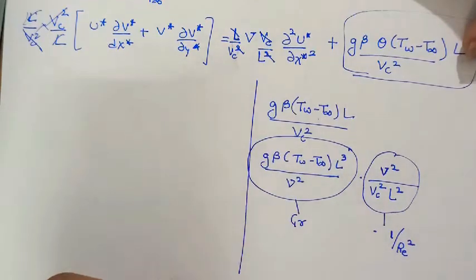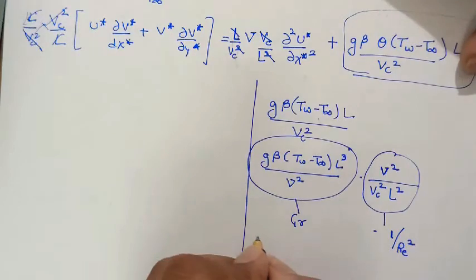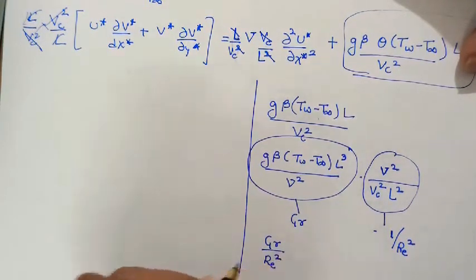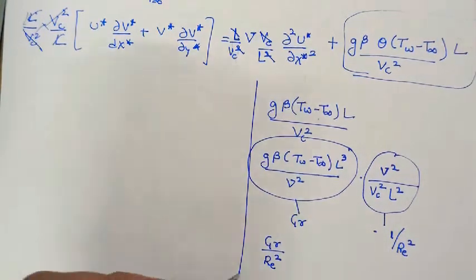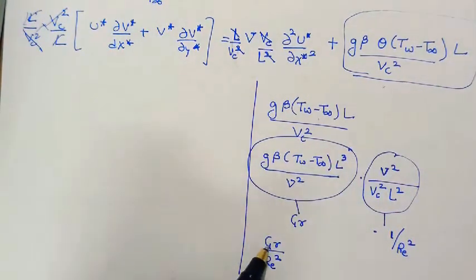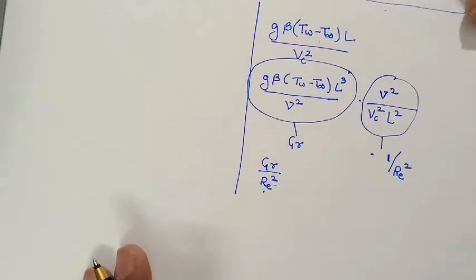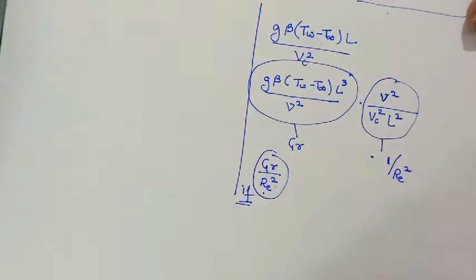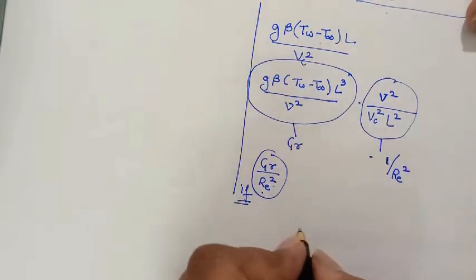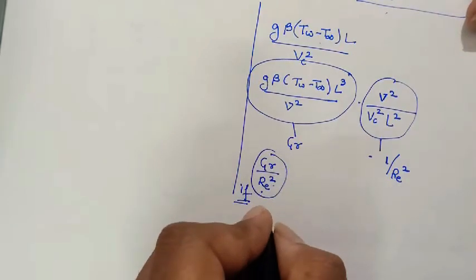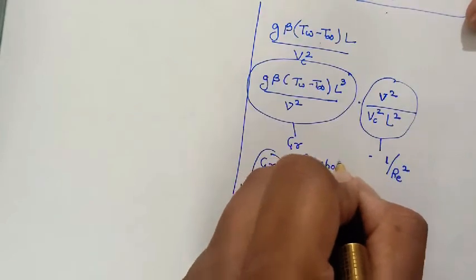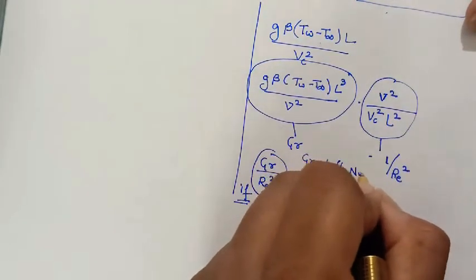And if you see, this is a new number which is called the Grashof number, right? So we get this Grashof number by Reynolds number square. So this term is nothing but the Grashof number by Reynolds number squared. And this value, right, this is the Grashof number.